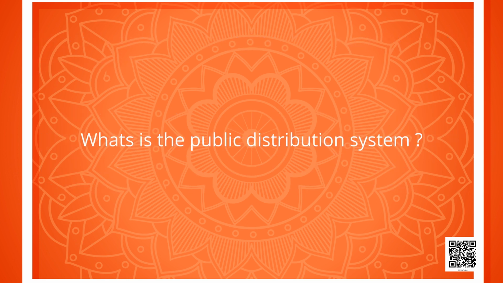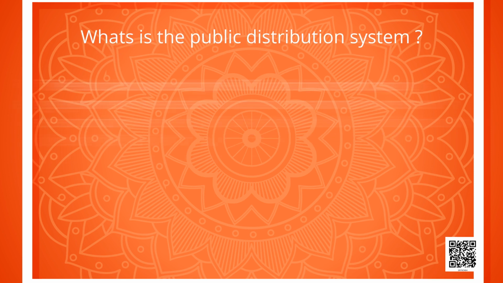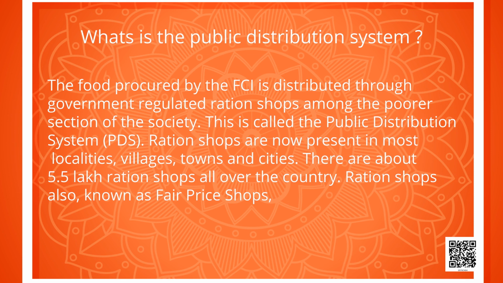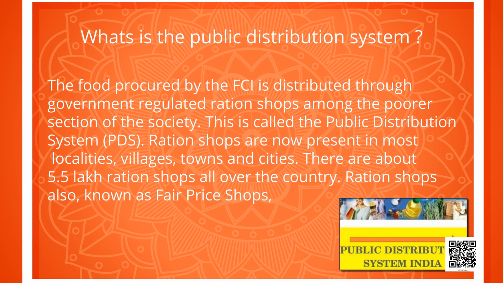Now, what is the public distribution system? The food procured by the FCI is distributed through government-regulated ration shops among the poorer section of the society. This is called the public distribution system or PDS. Ration shops are now present in most localities, villages, towns, and cities. There are about 5.5 lakh ration shops all over the country.